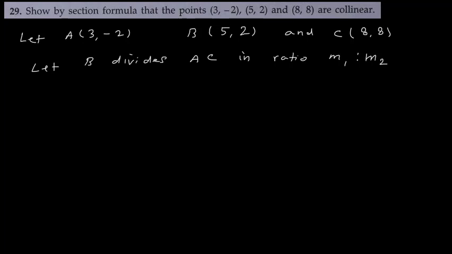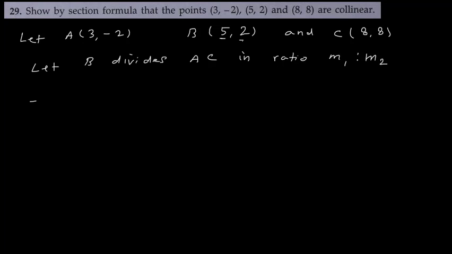Now if with both the x coordinate and y coordinate I get the same value of M1 and M2, then points ABC will be collinear. Or I can say that first I use the x coordinate of point B and find this M1 M2, and by substituting this value of M1 M2 I find the y coordinate of point B, and if I arrive at this value 2, then I will say that points ABC are collinear. So here I said that B divides AC in ratio M1 ratio M2.